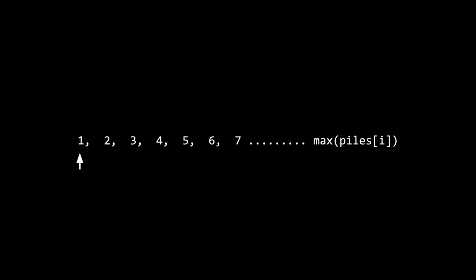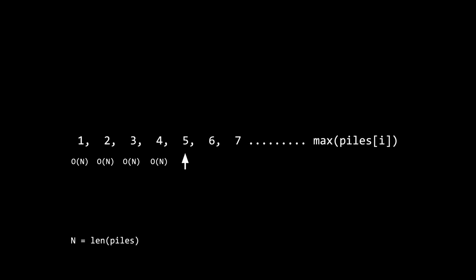Okay, now that you have seen the brute force solution, let's try and see how we can improve our solution. If we go back to the brute force solution, you'll notice that we started at a rate of 1 and incremented 1 by 1 up to the max value of a pile. Each increment costs us length of piles in terms of time complexity. And we are doing this until we find a rate at which Koko can finish eating the bananas.